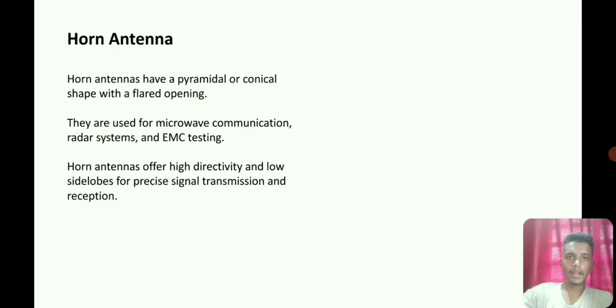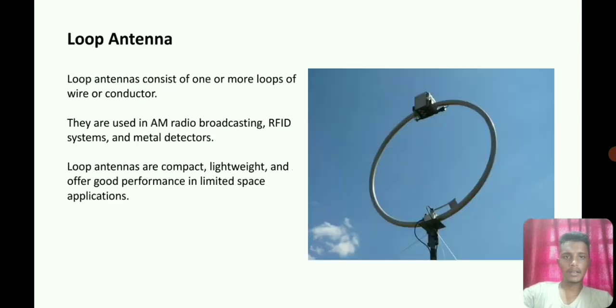And the horn antennas. Horn antennas have a pyramidal or conical shape with a flared opening. They are used for microwave communication, radar systems, and EMC testing. Horn antennas offer high directivity and low side lobes for precise signal transmission and reception.